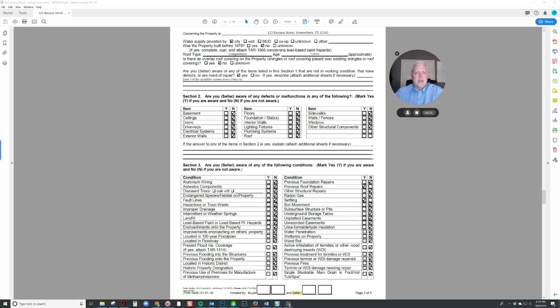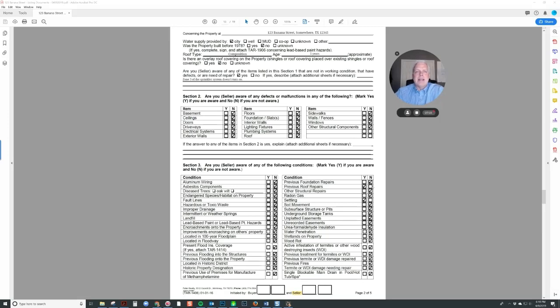Section 3, it's not that common to answer yes to very many of these. You're talking about more of a rare situation. So aluminum wiring, asbestos, diseased trees, and you go on down that list and answer so on and so on, whether the house has it or has had any of those issues.